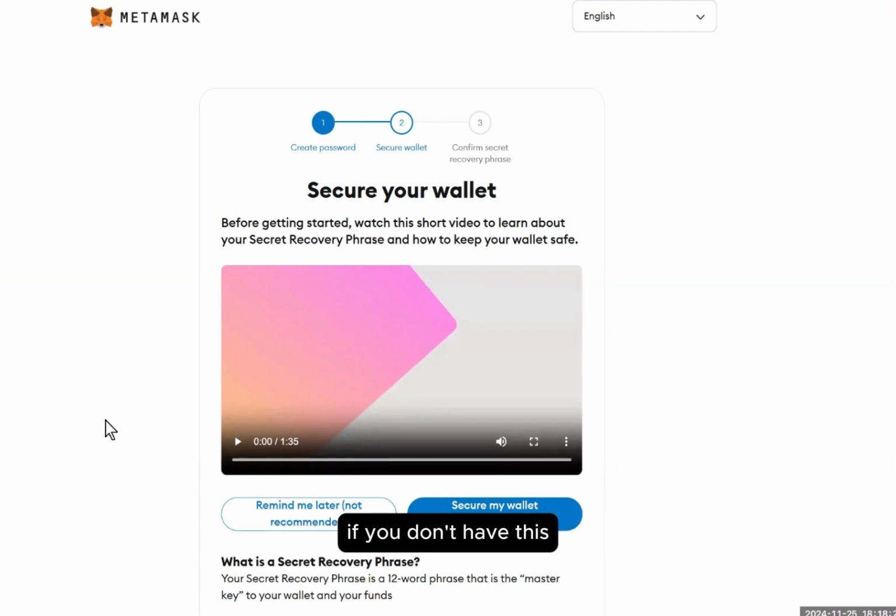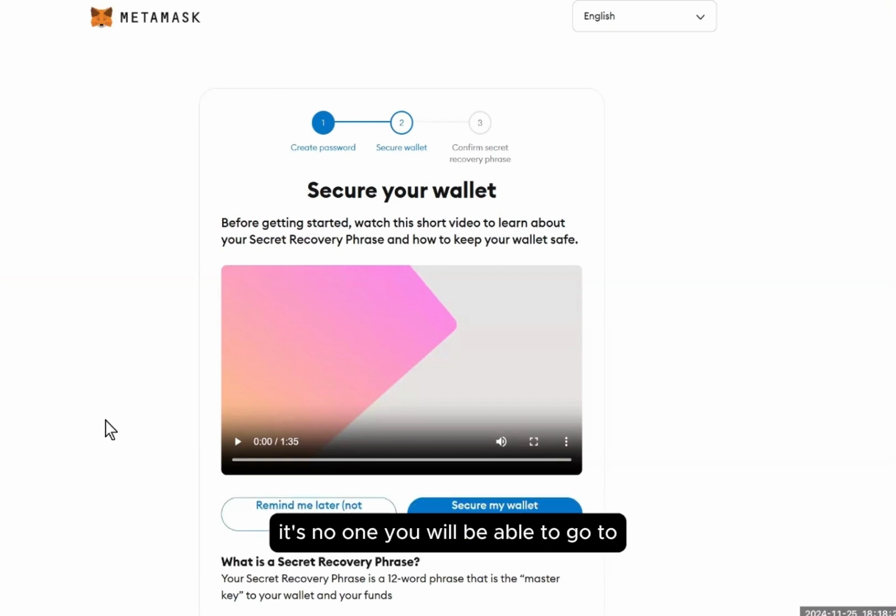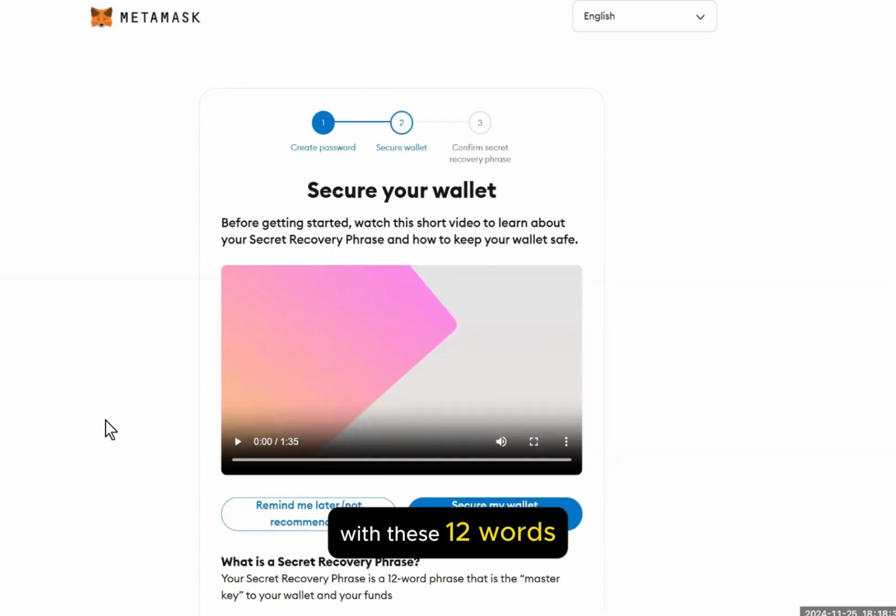If you don't have this, you will not be able to email MetaMask as a company. There's no one you will be able to go to. You are completely in control. And just to be clear, MetaMask is not necessarily providing you with these 12 words.